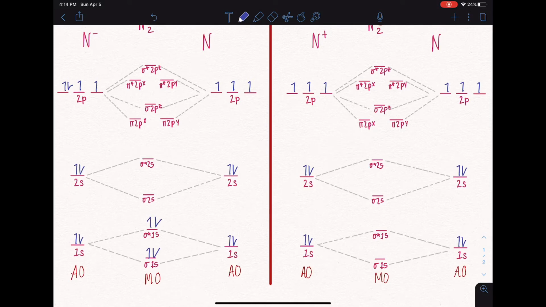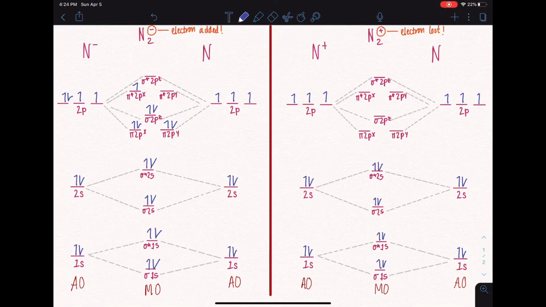We will do the same thing for the rest. So 1 from the left, 1 from the right, left, and right. For this molecular orbital, we need to fill up the lower energy first, which is our pi's. So we have a total of 7 electrons. So 1, 2, 3, 4, 5, 6, 7.